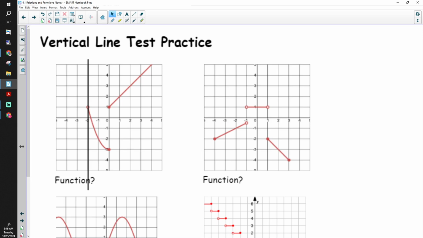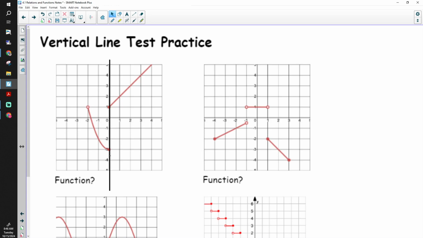Okay, now when we are on a solid point, that counts as hitting our graph. So if I put my line right here, does that hit the graph? No. If I put my line right here, is it hitting the graph? Yes. Open circles, we miss. We're not hitting the graph. We missed. We fell through the hole and died.